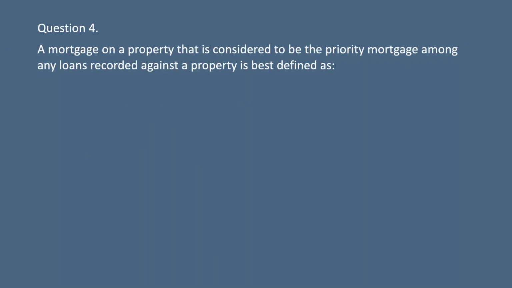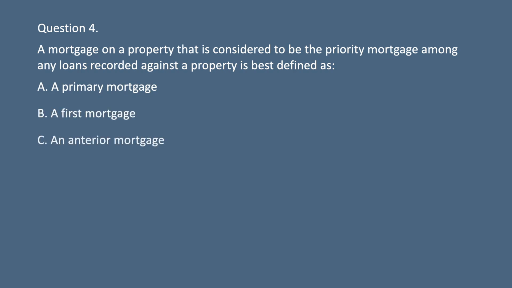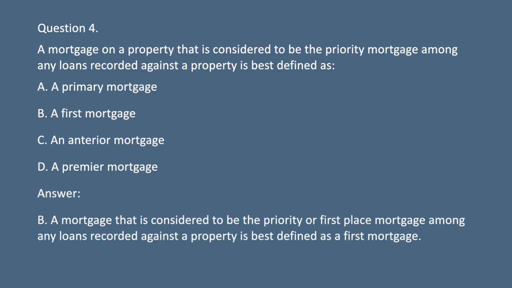Question 4. A mortgage on a property that is considered to be the priority mortgage among any loans recorded against a property is best defined as A. A primary mortgage. B. A first mortgage. C. An anterior mortgage. D. A premier mortgage. Answer. B. A mortgage that is considered to be the priority or first place mortgage among any loans recorded against a property is best defined as a first mortgage.